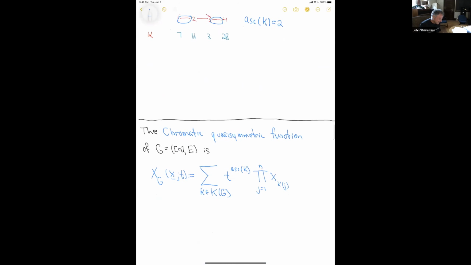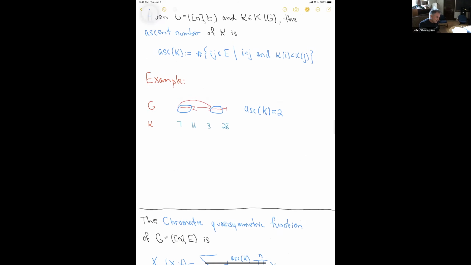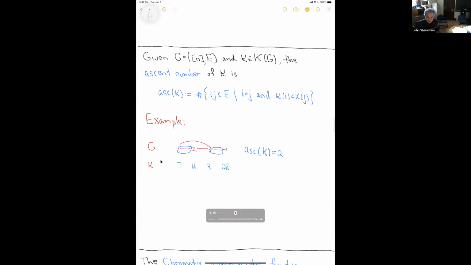And now you define the chromatic quasi-symmetric function. So for a general graph, this is no longer a symmetric function. You have the same generating function for colorings, except now you weight each coloring by the ascent number. And if you go back and look, if I permute these colors in some way, keeping the set of colors the same, this ascent number is going to change.